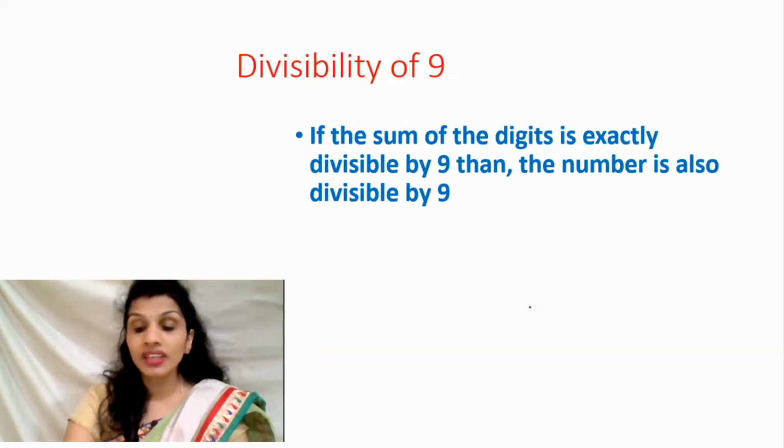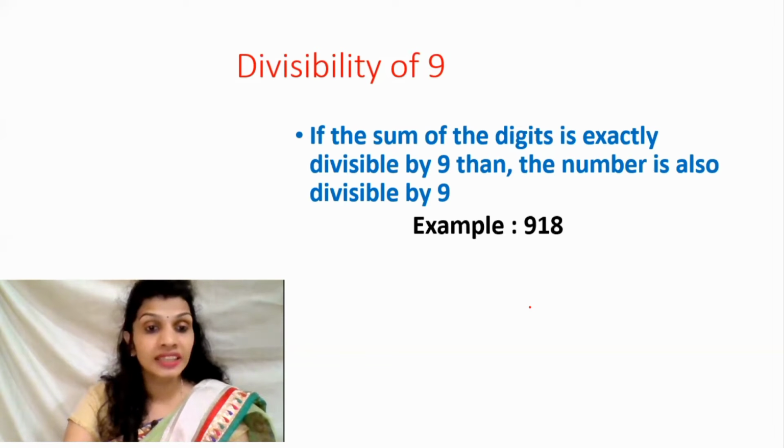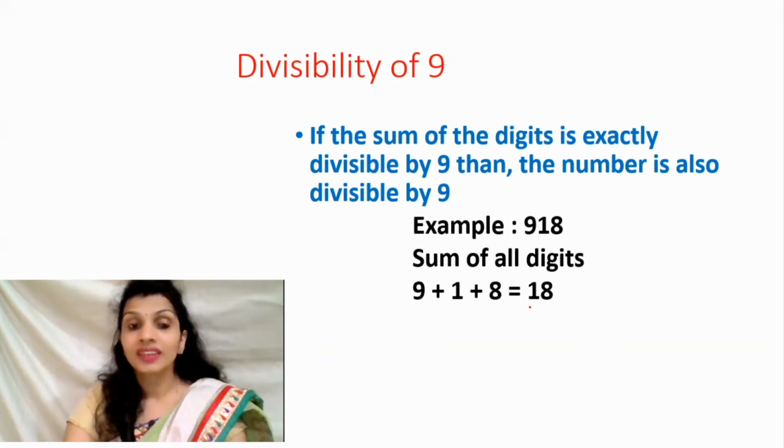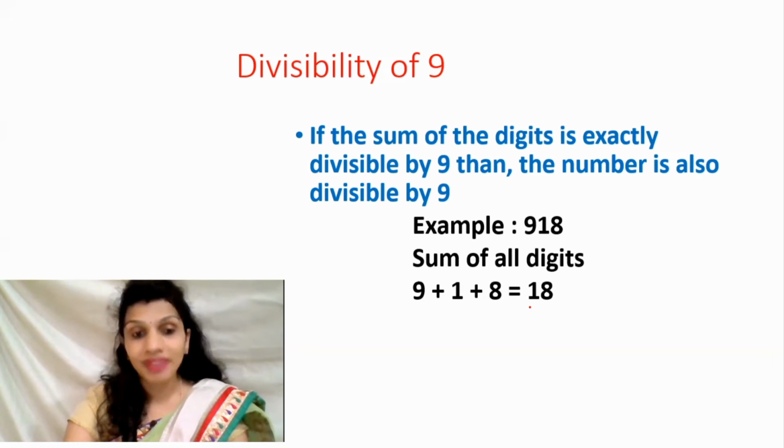So let us take one example to clear this concept. Suppose I take the number 918. So what we are going to do? Yeah, very good. We are going to sum all the digits. So I'm going to sum 9 plus 1 plus 8 will be how much? Yeah, 18. Yeah, very good.